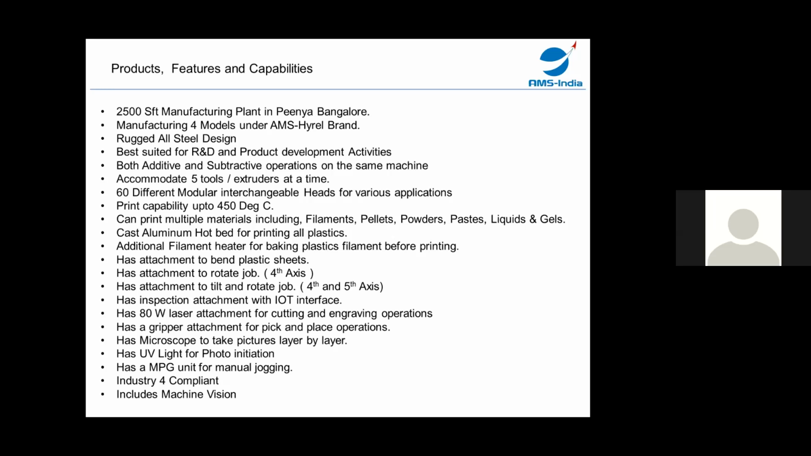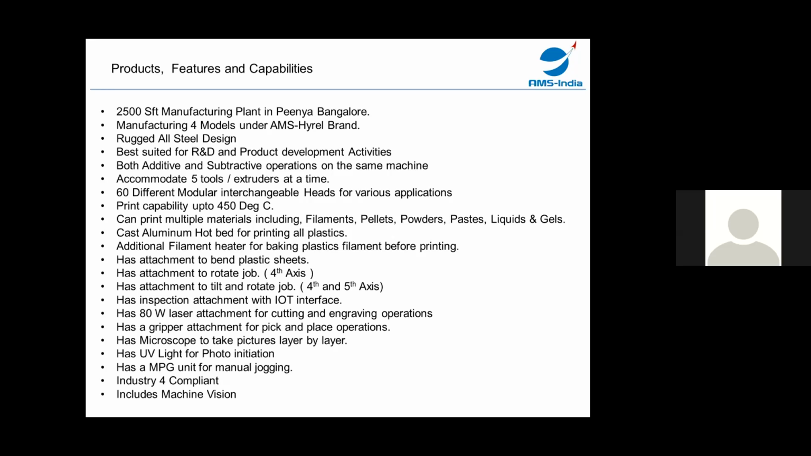But basically, this slide is just to give you a snapshot of what this machine is. The machine is both additive and subtractive, which means that you can not only add material and make parts, you can also subtract and remove material and make parts in the same machine. You can accommodate 5 tools together. That means you can have different extruders put on the same machine, and we'll be able to make composites on the same machine. It is used for building composites. That's the whole idea. And we have developed a variety of heads.